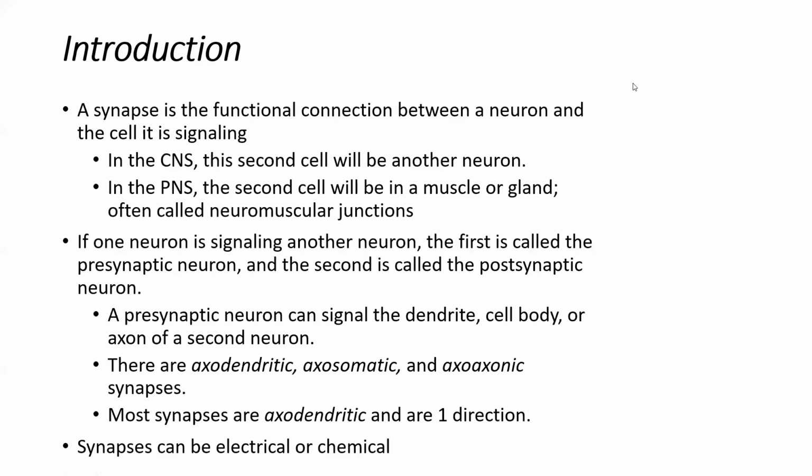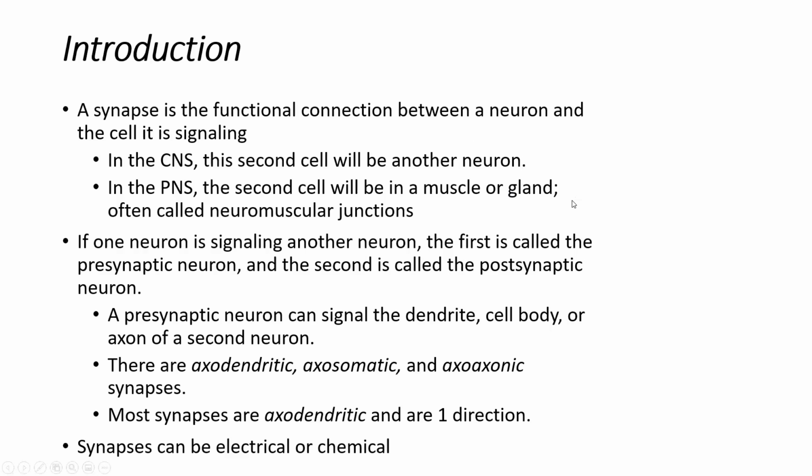So let's describe exactly what a synapse is. A synapse, we said, is the functional connection between a neuron and another cell. The reason that we say a neuron and another cell is that it doesn't necessarily have to be another neuron. Most of the time it is another neuron, but it can also be things like smooth muscle, cardiac muscle, or even skeletal muscle cells, as well as glands, right? So all of the glands in our body can also receive innervation from neurons.